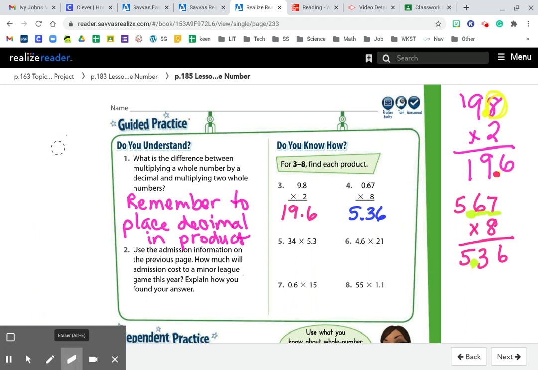And number 5, remember, you should be doing this in your notebook, nice and neat. So if your parents want to look at your work, they can be sure you didn't do it on a calculator. You actually did your work.